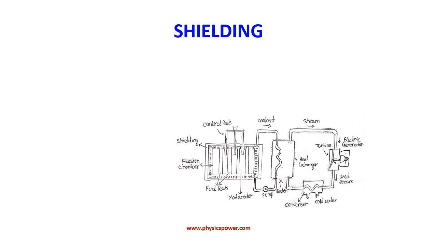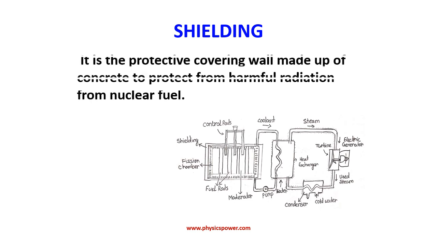Next, shielding is also very important. We use huge-width, solid concrete walls as shielding, so that no radiation should escape from this nuclear reactor. Shielding is a protective covering wall made of concrete to protect from harmful radiation from the nuclear fuel.